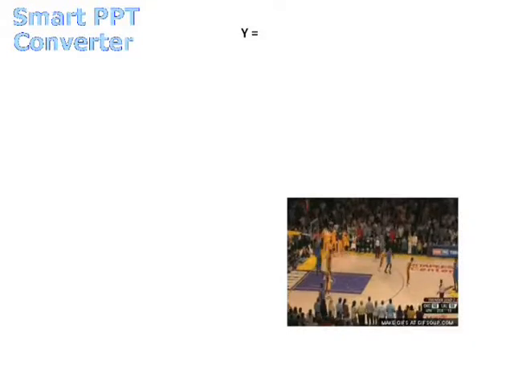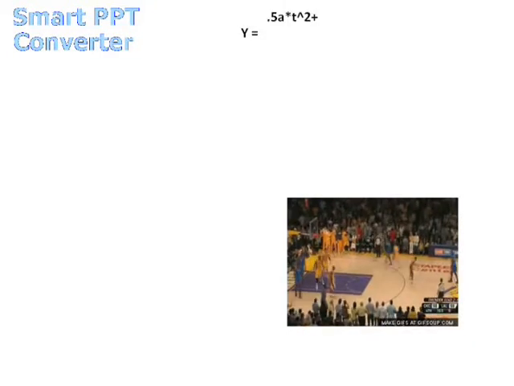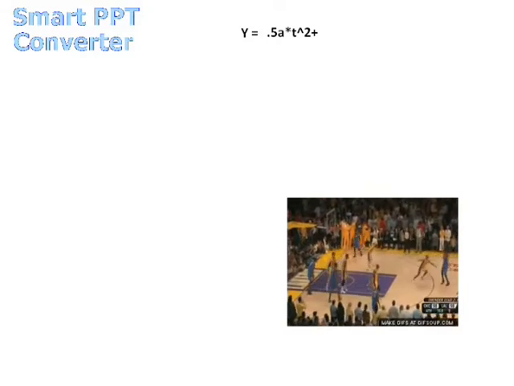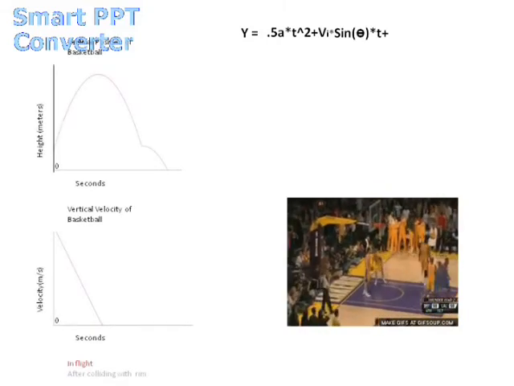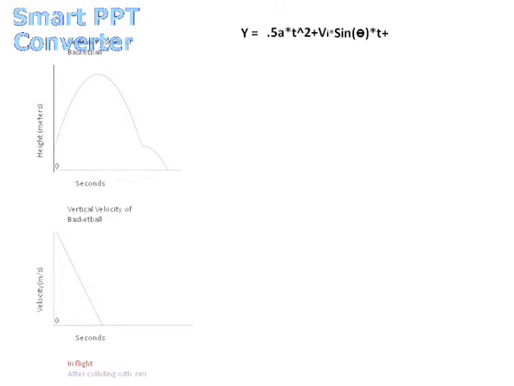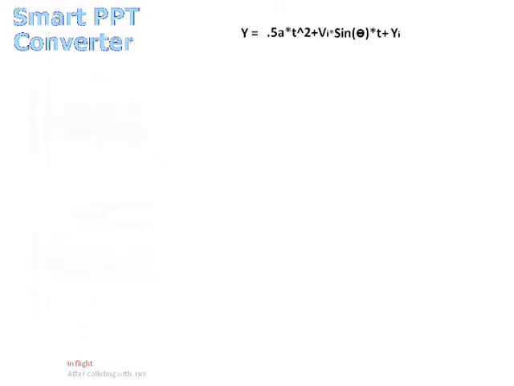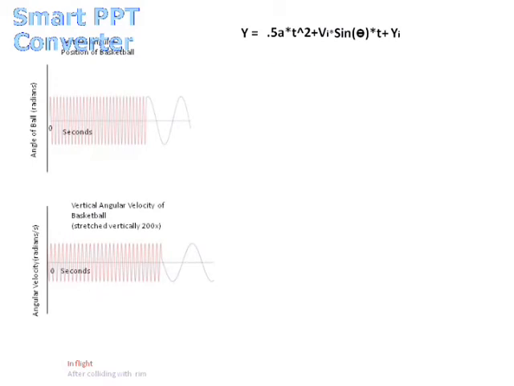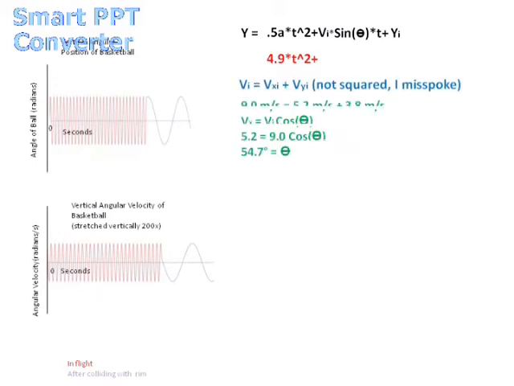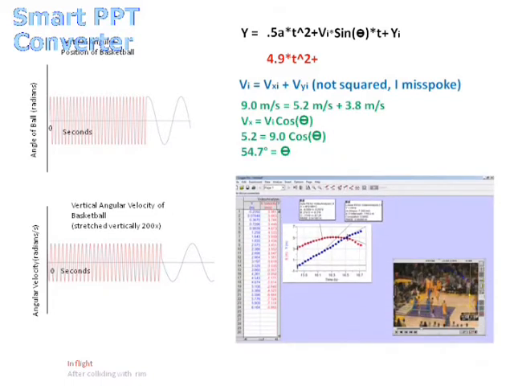the equation for projectile motion is 1/2 acceleration times time squared plus the initial component for velocity times sine theta times time plus the initial height. We know acceleration due to gravity is negative 9.8 meters per second squared. The velocity is the component of initial velocity in both x and y directions, which can be obtained with motion analysis software such as LoggerPro. Theta is the angle at which the ball is released, and y initial is the initial height at which the ball is released.